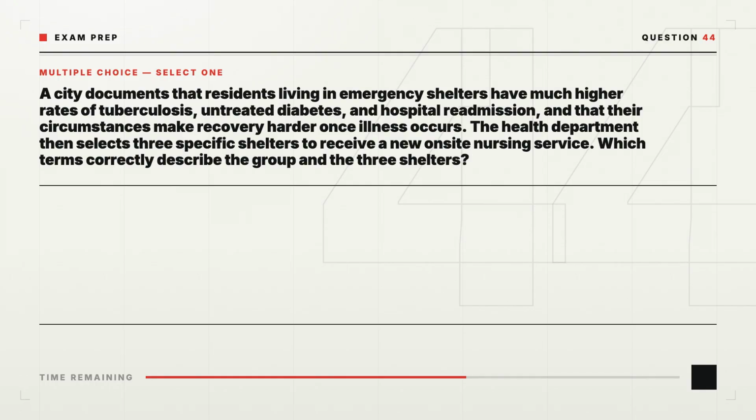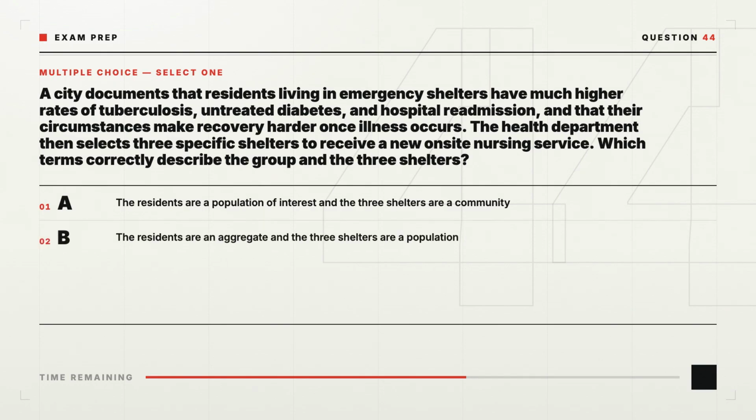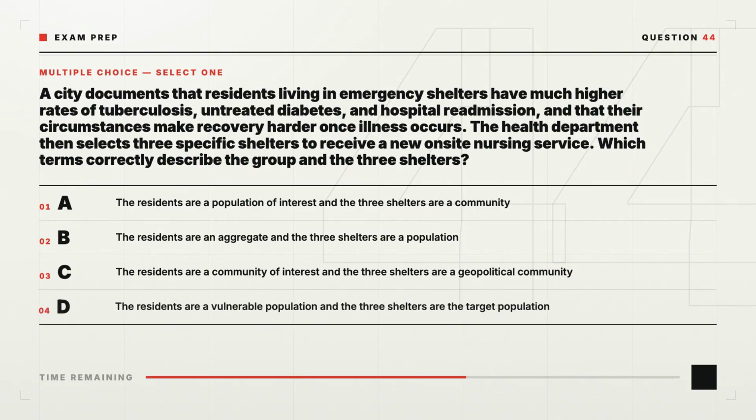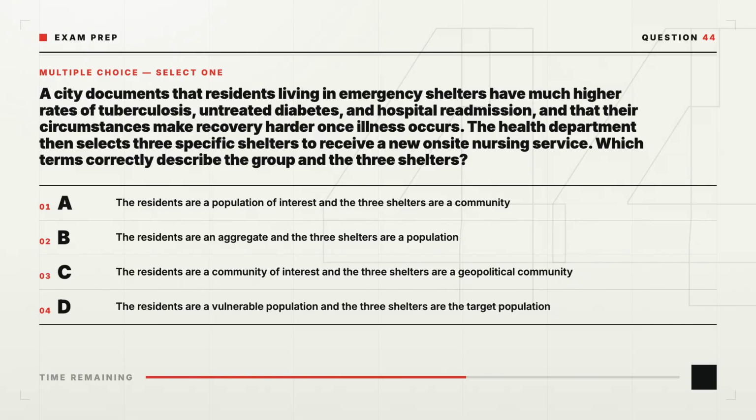Your options are A. The residents are a population of interest and the 3 shelters are a community. B. The residents are an aggregate and the 3 shelters are a population. C. The residents are a community of interest and the 3 shelters are a geopolitical community. D. The residents are a vulnerable population and the 3 shelters are the target population. What's your answer? Commit to one before I continue.